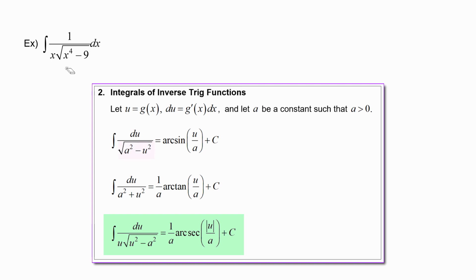Notice with arcsine, underneath the radical, the constant term, a squared, comes first, whereas with the arcsecant, the variable comes first, and the order matters because it's a subtraction. If this was an addition, like in arctangent, the order wouldn't matter. But because it's a subtraction, the order matters. And with the variable being first, that pushes us towards arcsecant.